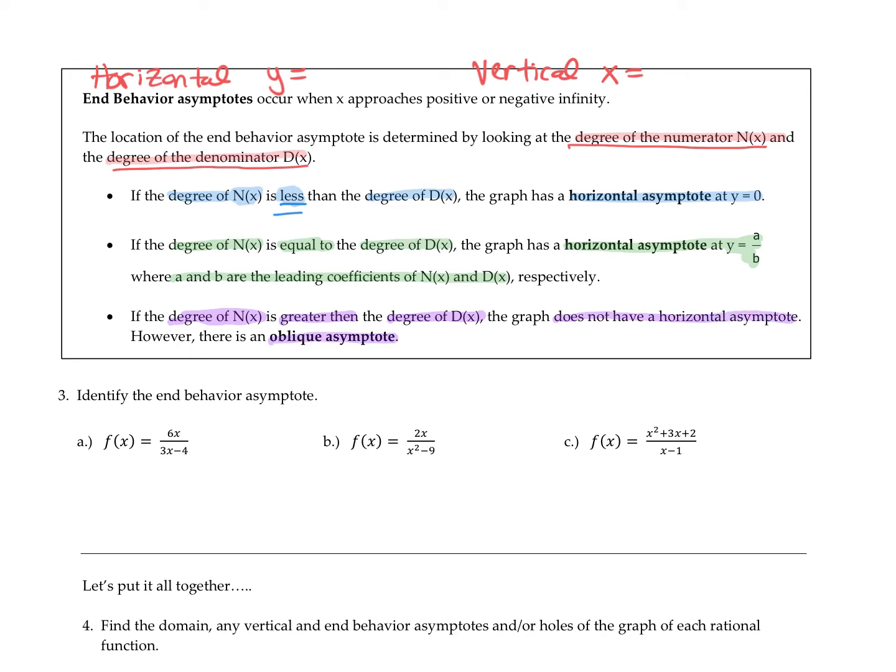However, it'll have an oblique asymptote. So that'll still be y equals. It just won't be horizontal. It'll be on a diagonal, or oblique. So let's give a few of these a try.